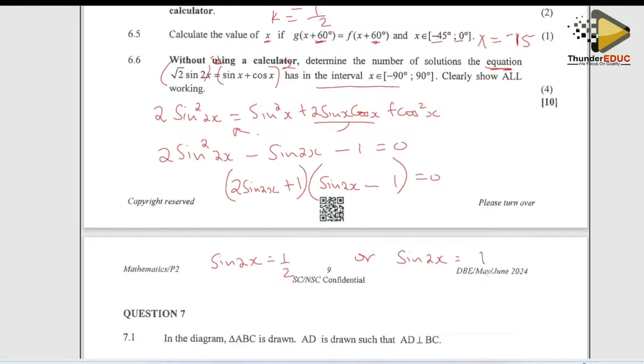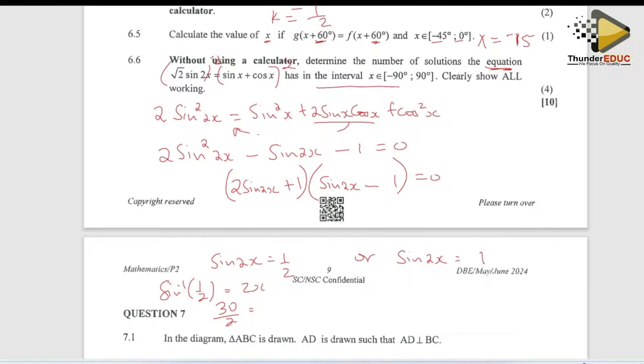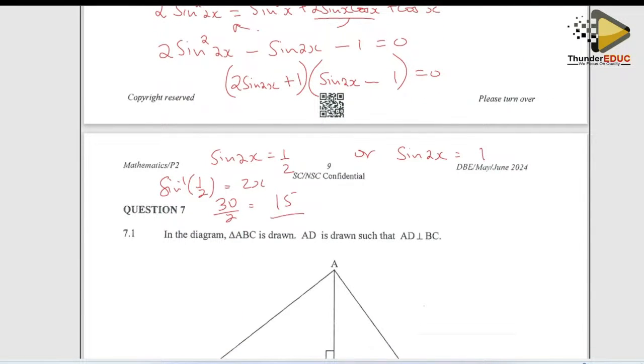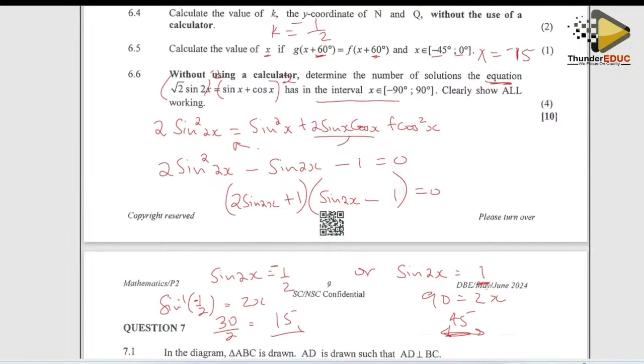When I try to find my angles, the arcsine of a half is equal to 2x. We know that this is a 30. 30 divided by 2, that must give us a 15. And then the arcsine of this is going to be 90 divided by 2, we have a 45. But, whoa, this is a negative, not a positive. What's the arcsine of a negative? Remember, we're not using a calculator.